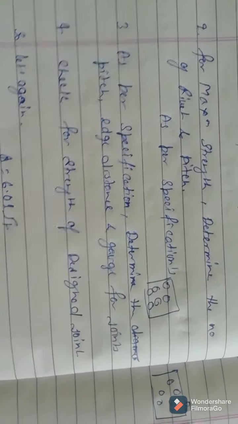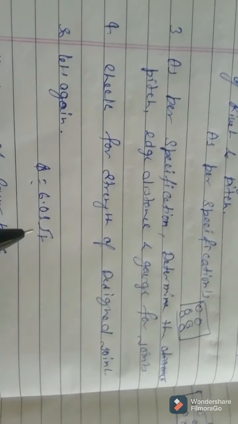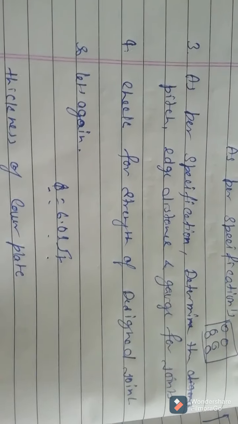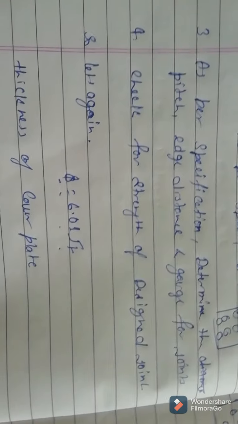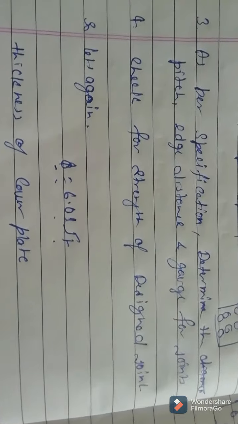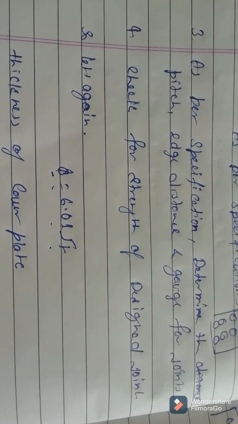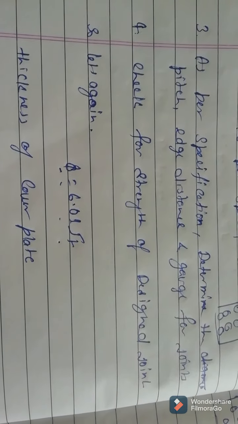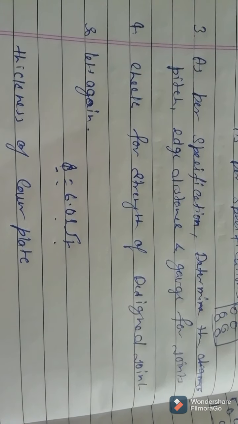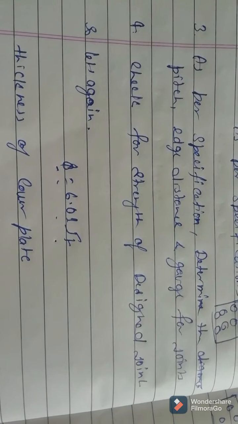So let's again discuss the various stages. Here phi equal to 6.01 root t, you can calculate the value of phi. Here t is the thickness of cover plate, already discussed. So how to calculate the thickness of cover plate? t is the thickness of thinner plate, or the cover plate. In the butt joint, two cover plates are used, so that is 2t or t, whichever is less will be used.